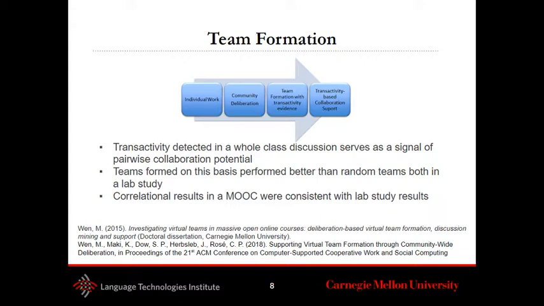And the idea is that students engage differentially across other students in different levels of transactive behavior, and they will use more transactive exchange with students who they respect and who bring out the best in them. And so to the extent that this observed transactivity exchange really indexes collaboration potential, we expect that these transactivity formed teams would perform better than their random counterparts. And in fact, in the lab study and in the MOOC study, we see evidence of this.